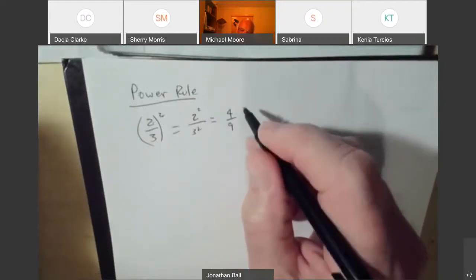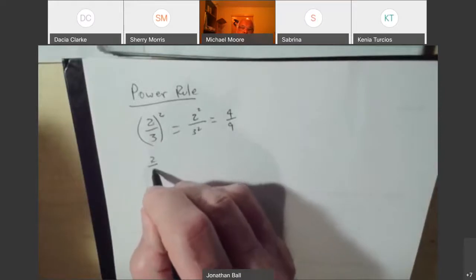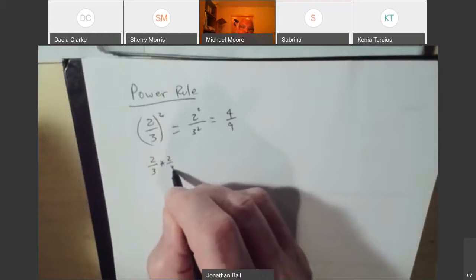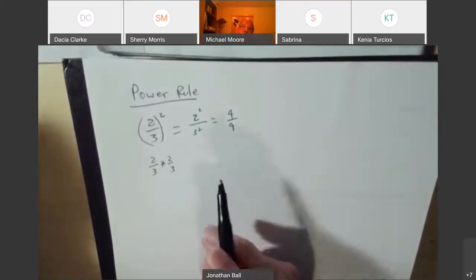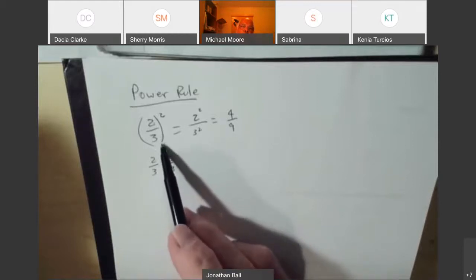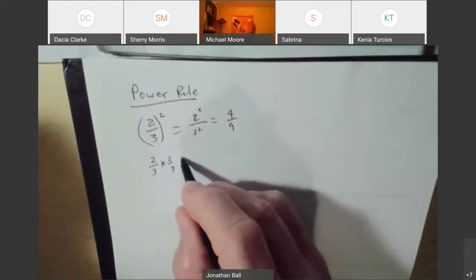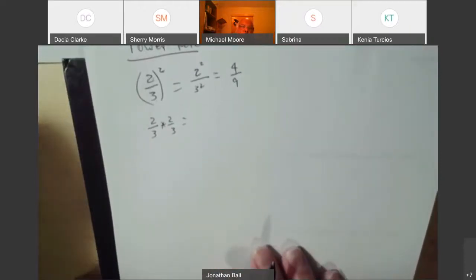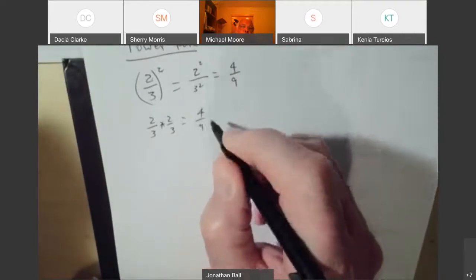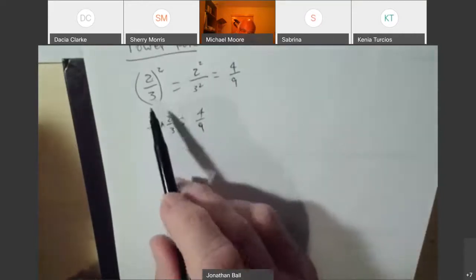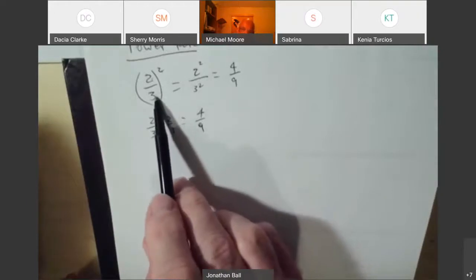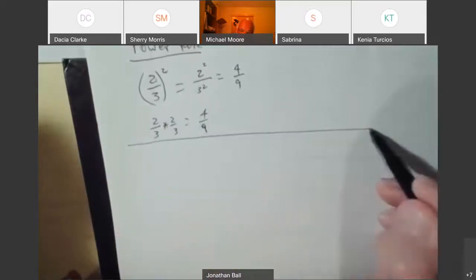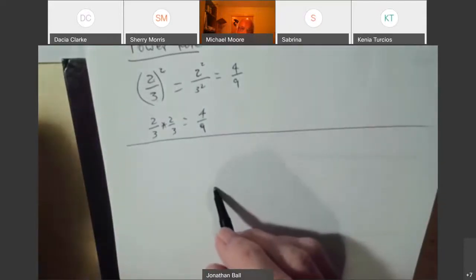Or you can think of it like this. You can think of it as 2/3. This is one number here, right? Times 2/3 times its own self twice. Okay, you can do it like this also, and when you multiply fractions, it's straight across. No common denominator. Excuse me, 4/9. I think it's probably better to think of it like this because these numbers are going to get a little bit more complicated than this. But you can think of it like that. It's the same thing.